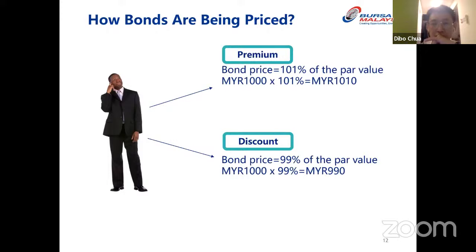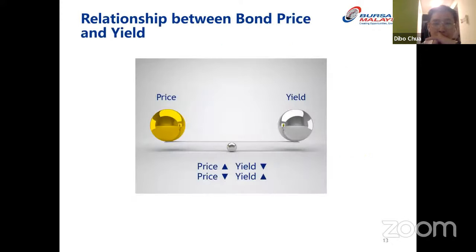Okay, so this is actually how we price the bond. From here, we will try to understand how bonds are priced in different kinds of market conditions. Just now, as I said, there are two types of bonds: one is the premium bond, the second one is the discount bond.